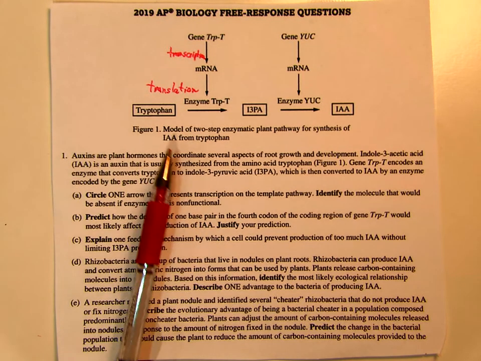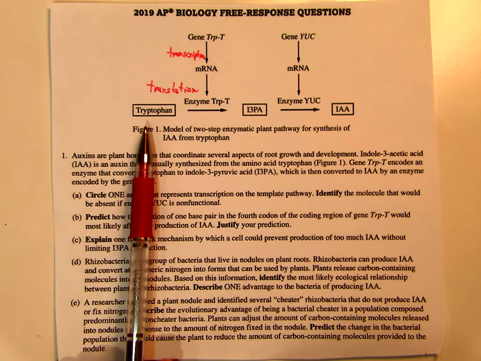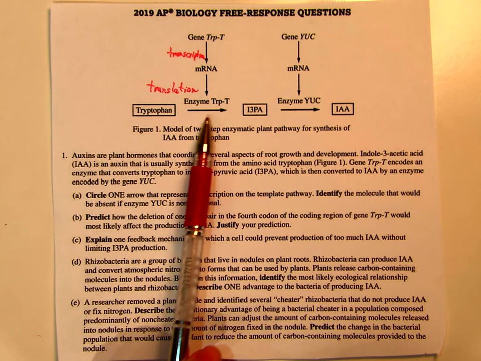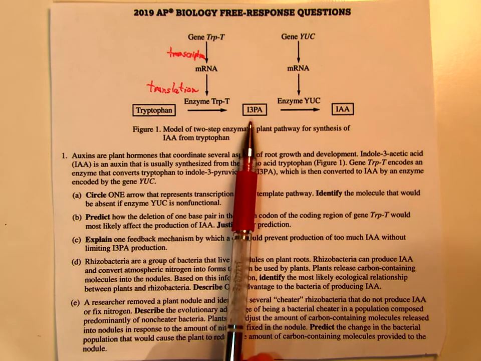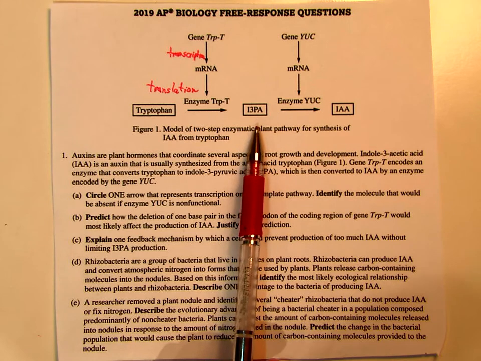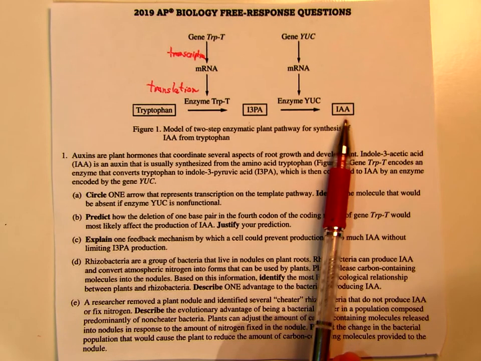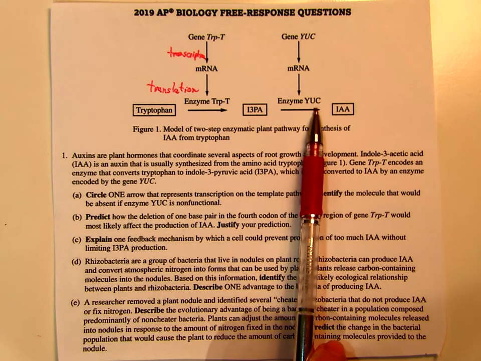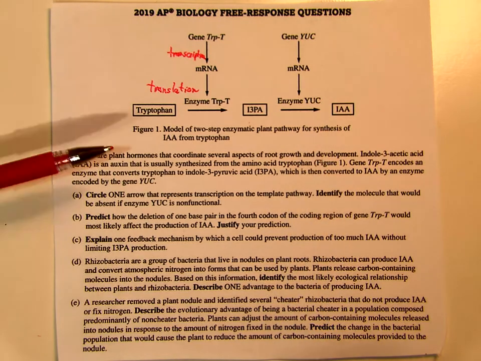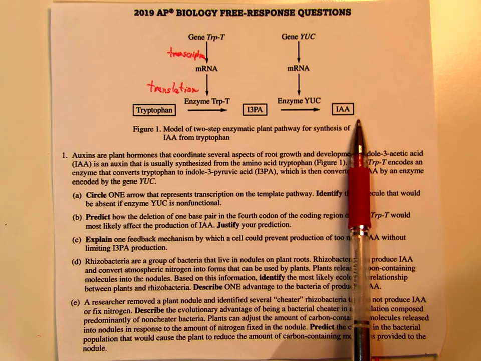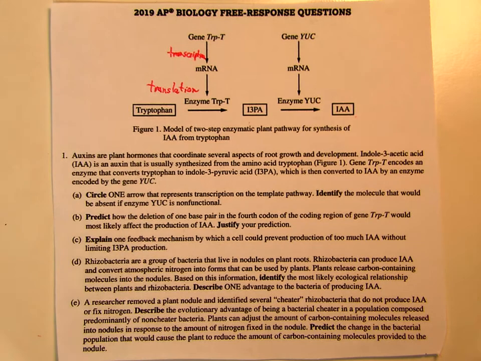Then, if you look across the bottom of the diagram, it says you start with tryptophan. Enzyme TRPT catalyzes the chemical reaction that turns tryptophan into I3PA, and then I3PA gets turned into something called IAA, and that reaction is catalyzed by the enzyme called YUC. So what this is showing is a model of a 2-step enzymatic pathway of how you make IAA from tryptophan. Now, to answer this question, you do not need to know what tryptophan is or I3PA or IAA. Okay, so that's the diagram.